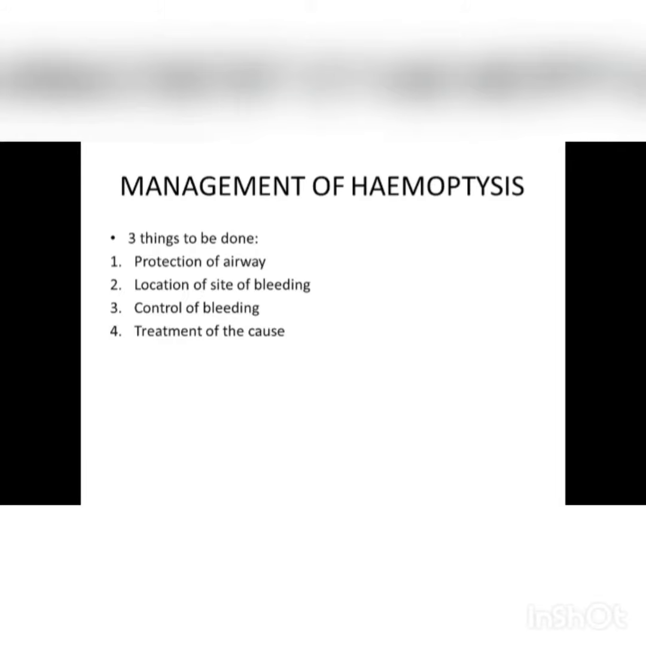In management of hemoptysis, three things need to be achieved for immediate purpose, that is protection of the airway, location of the site of bleeding, and control of bleeding. And number four management is treatment of the cause.